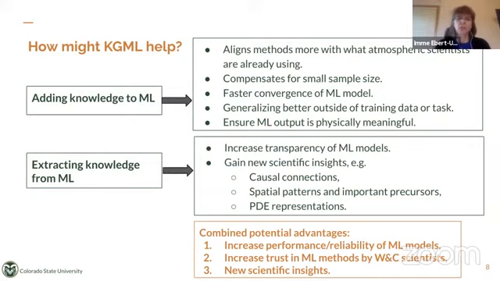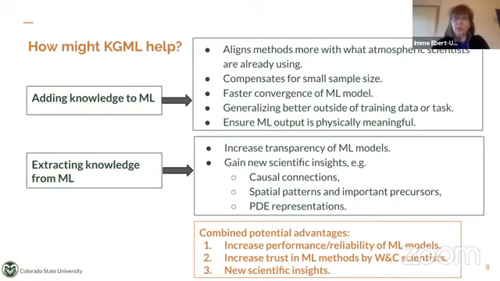If you add knowledge to machine learning, it can help in a variety of ways. It aligns methods more with what atmospheric scientists are already using. And if you remember that they're not used to statistics and machine learning, that's really helpful. It can also compensate for small sample size, which we often encounter. Remember, only 10 fires in one summer. It can help for faster convergence of your machine learning model.